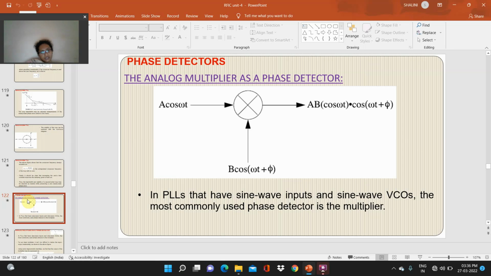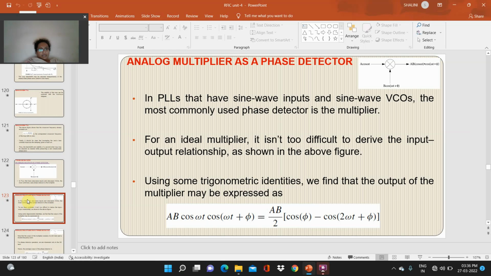The most commonly used phase detector in PLLs that have sine wave inputs and sine wave VCOs is the multiplier. For an ideal multiplier, it isn't too difficult to derive the input-output relationship. Using some trigonometric identities, we find that the output of the multiplier may be expressed like this.